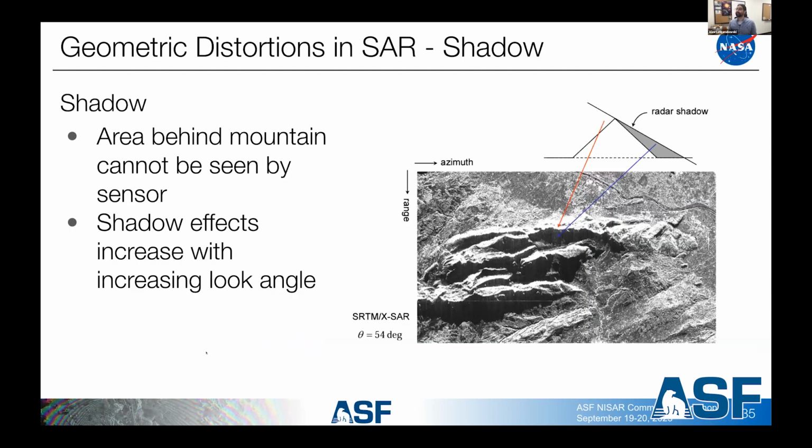Then the third type of geometric distortion is shadow. And so there are instances where there are portions of the terrain that are completely hidden from view and never receive a signal from the transmitting sensor, because, well, frankly, the mountain is in the way. And so you end up with these completely black areas where there is no return from the ground, because it was never illuminated with the transmitted signal to start with.